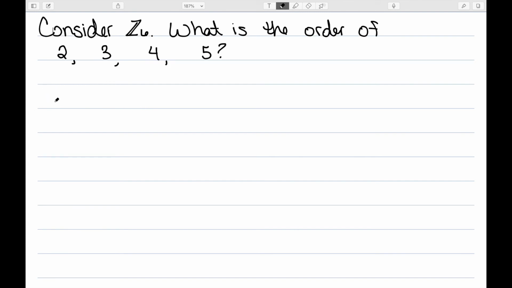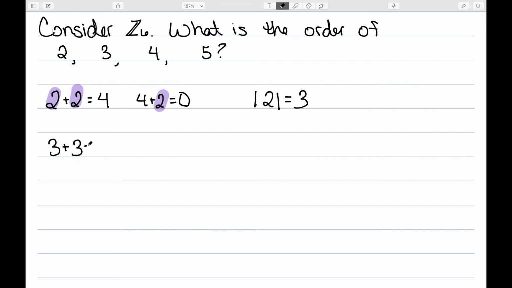So let's do an example with an additive group. Let's consider the group Z6. I want to find the order of each of the elements 2, 3, 4, and 5. Since this is an additive group, I need to add. 2 plus 2 is 4. 4 plus 2 is 6, which is the same thing as 0. So we had 3 2's, which tells me that the order of element 2 is 3. For 3, 3 plus 3 is 6, which is the same thing as 0, which tells me that the order of 3 is 2, since I only had to add it to itself twice.